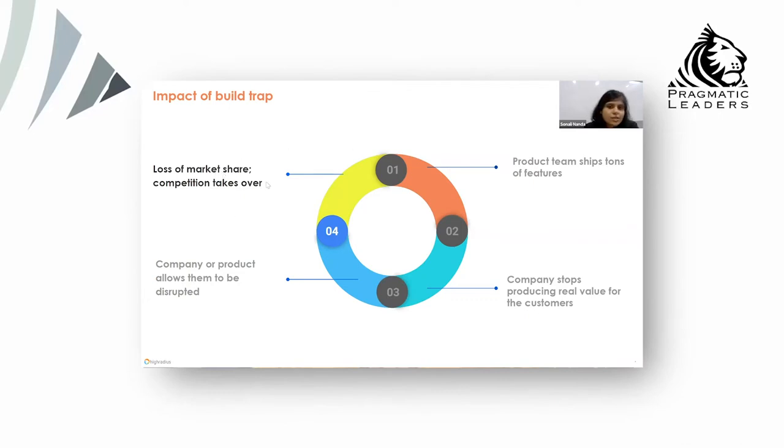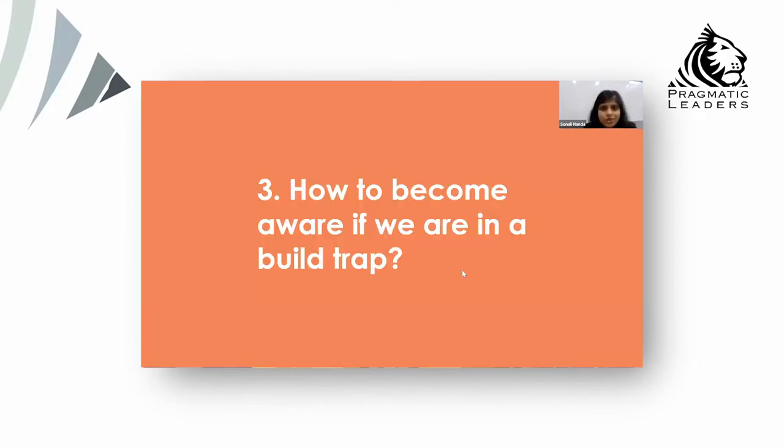And then this is a vicious circle. Now competition takes over, so now you want to ship more features to keep up with the competition. Then as you do it, you're entering into a vicious circle of falling into the build trap, right? So that's the impact, folks, here: if you're falling into the build trap, it literally is a vicious circle, and we need to break this to get out of it, right?